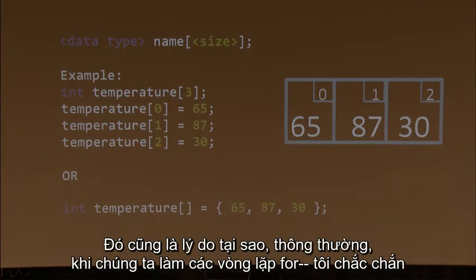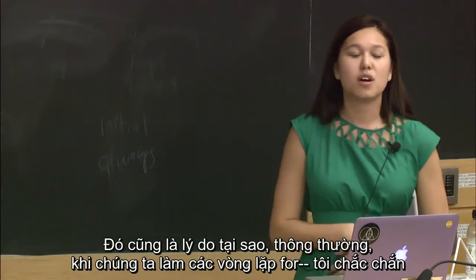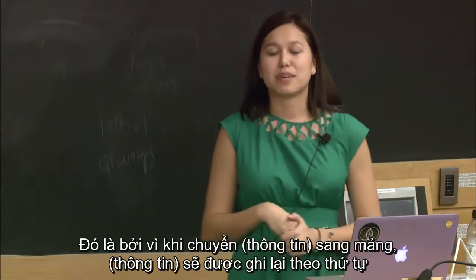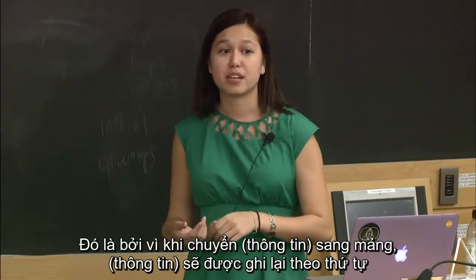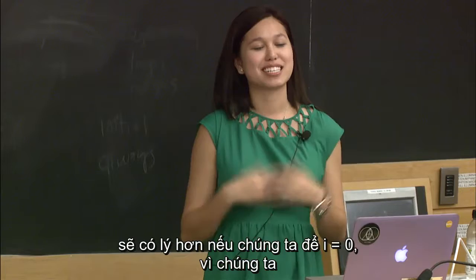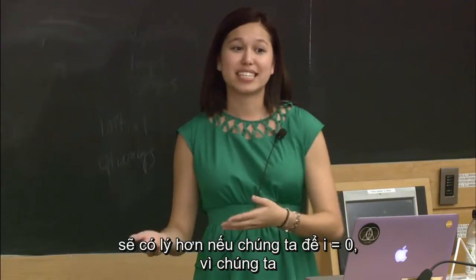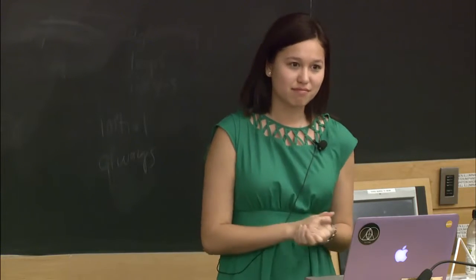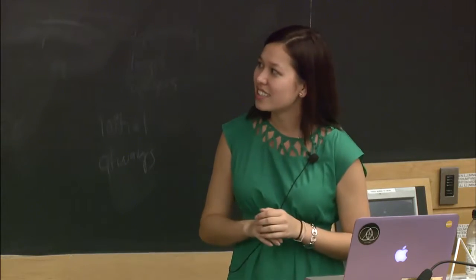Which is also why, conventionally, when we do for loops, I'm sure you guys were wondering why we start at 0 versus 1. That's because when we transition into using arrays, it maps correctly. So if you want to iterate through an array, it makes a lot more sense to do i equals 0, because we know that will correspond to the first spot in memory. Everyone good with that? So cool.